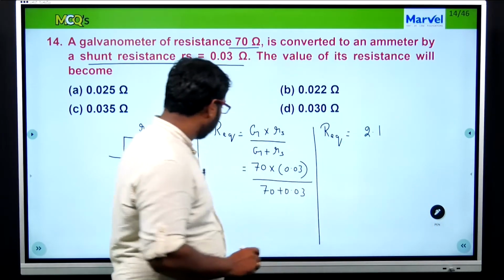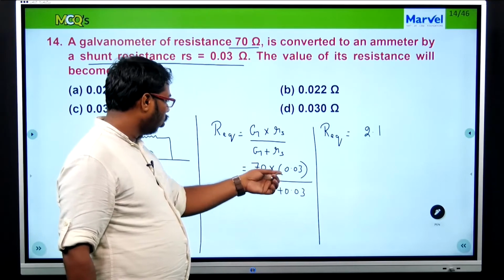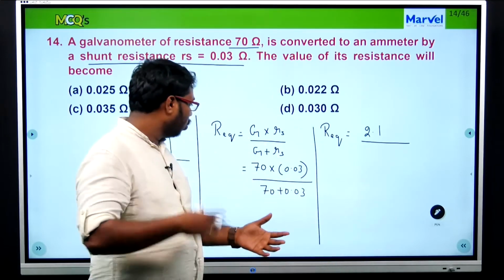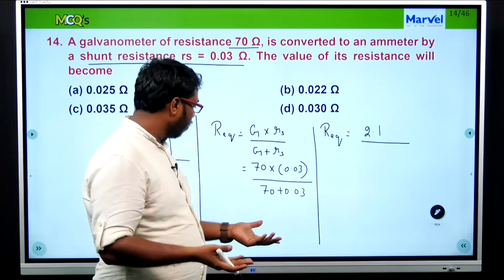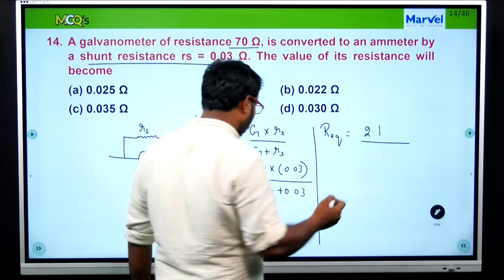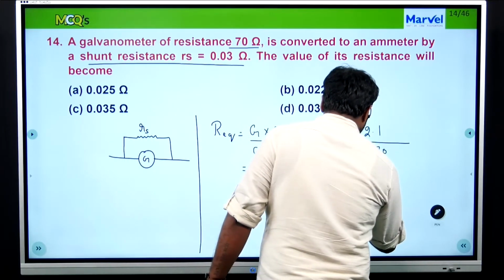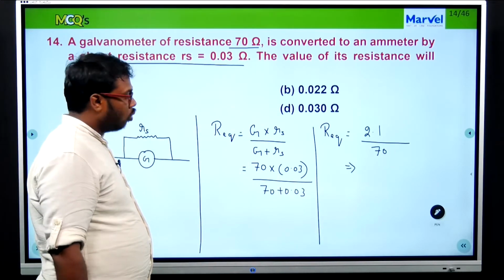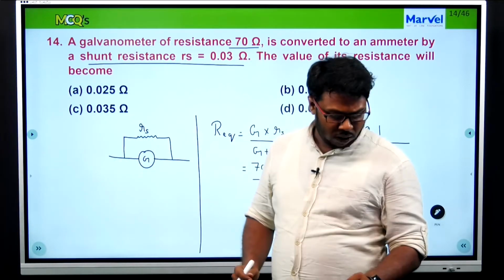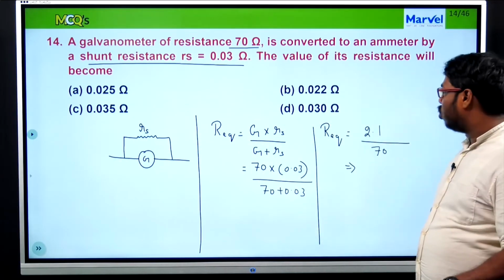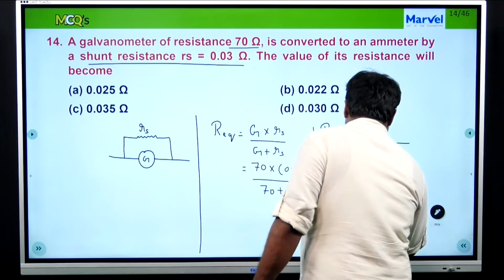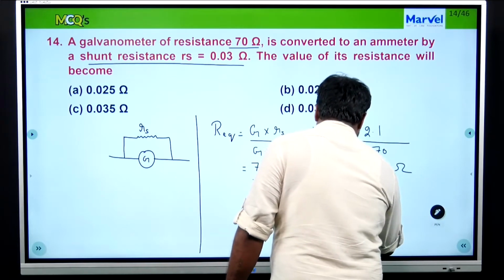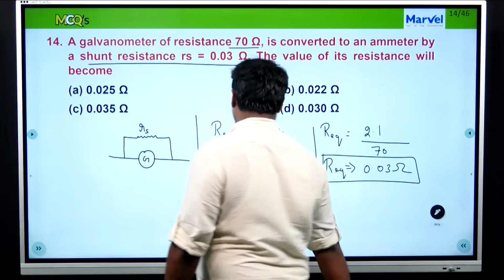2.1, because it becomes 7 into 0.3, which is 2.1, divided by 70 plus 0.03, which is nothing but 70.03. I can again approximate it to 70 itself. So 2.1 divided by 70 can be directly calculated as 0.03 ohms. That is the equivalent resistance of the entire setup.